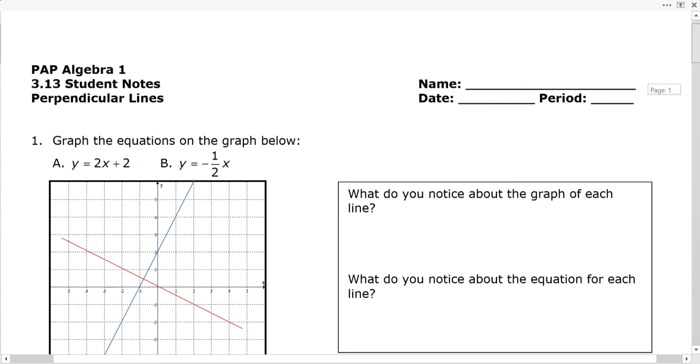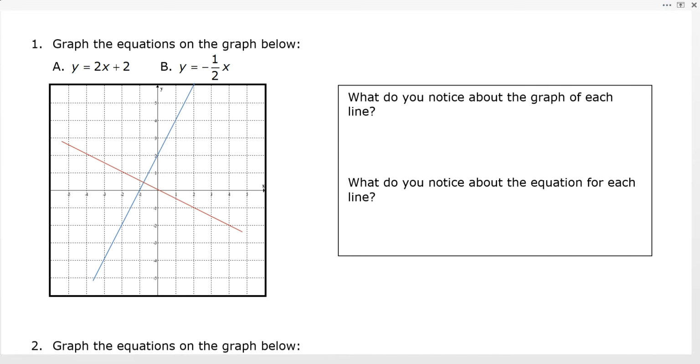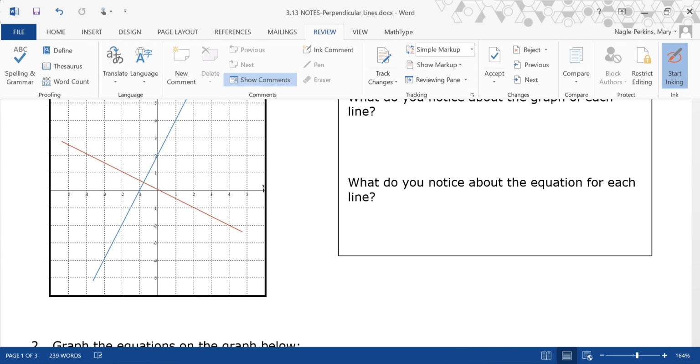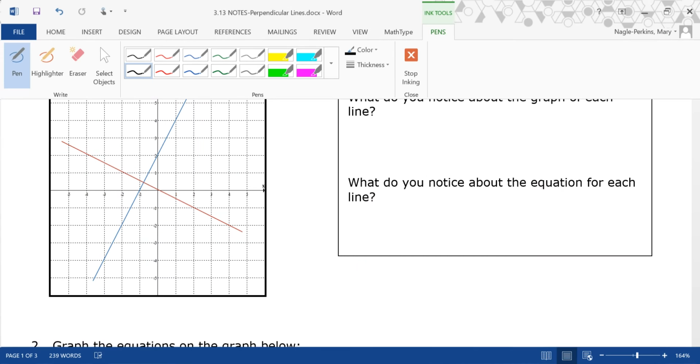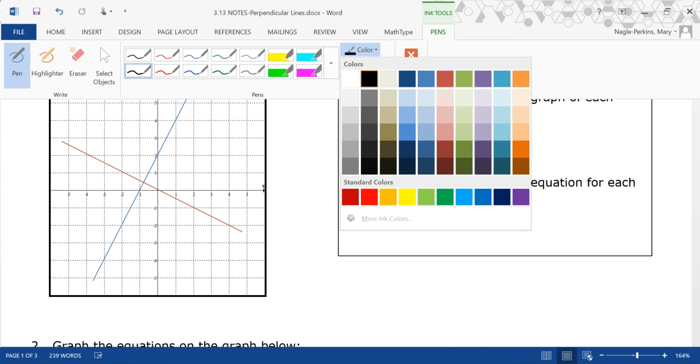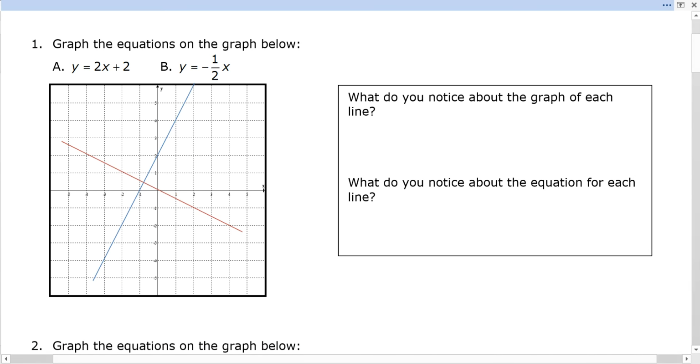So let's go back up to the top and look at number 1. So first of all, let's look at the equations. The slope is 2, and the y-intercept is 2. So that's my blue line. For the red line, the slope is -1/2, and there's no intercept, so it goes through the origin.